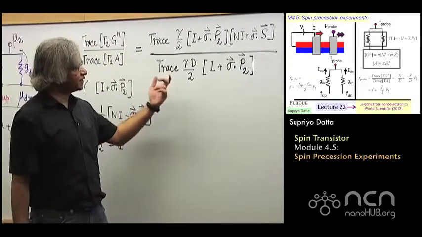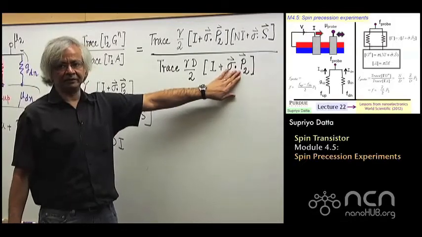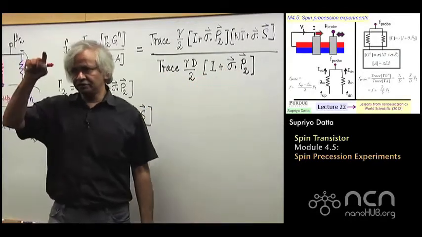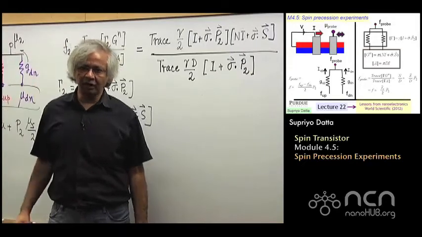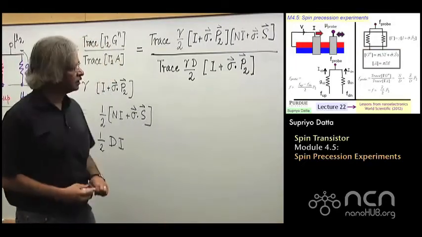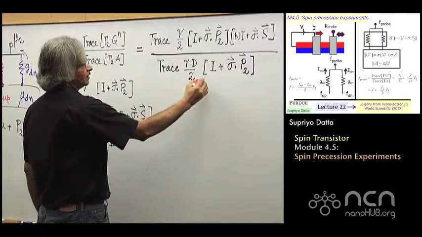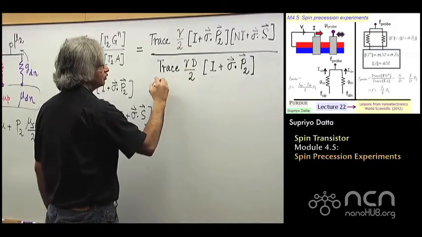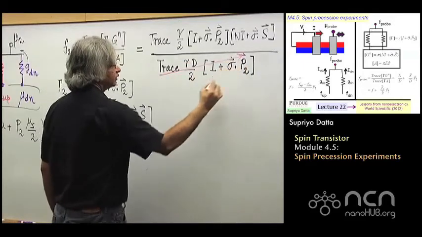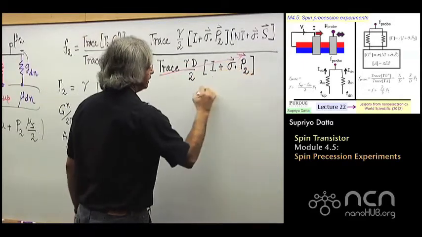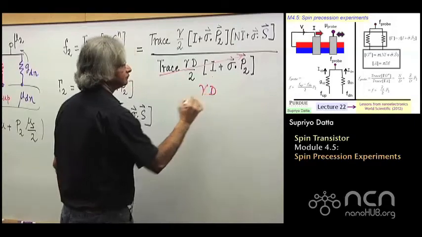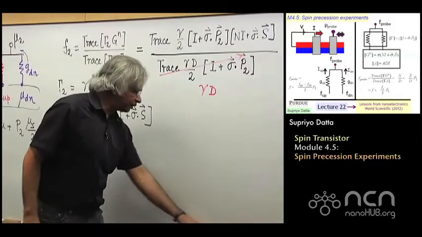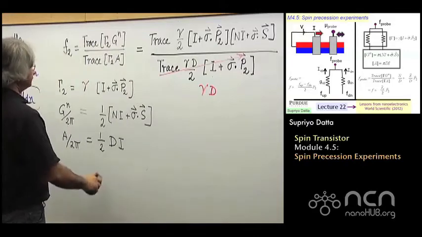So what that means is when I take the trace, this doesn't give you anything. But the trace of the identity matrix, that's of course 1, 0, 0, 1. Diagonal elements are 1, so the trace is just 2. And so this denominator, when you take the trace, gives me 2 times gamma D over 2. So overall, this whole thing will give me just gamma times D. That's it.